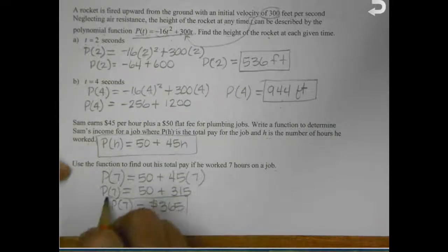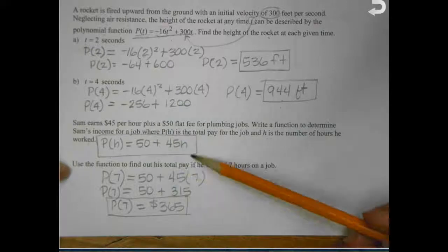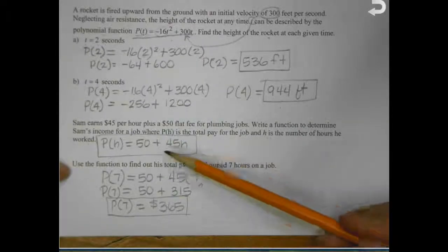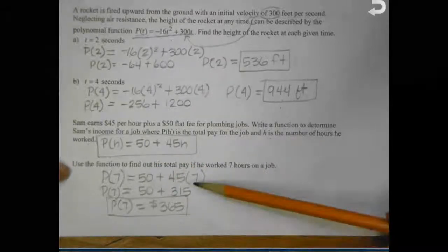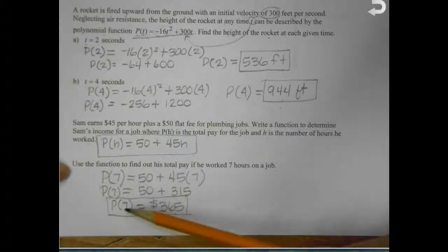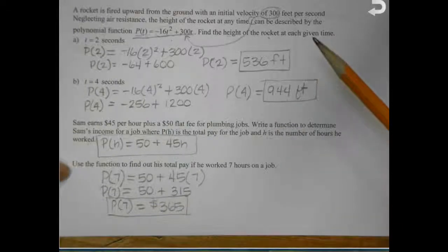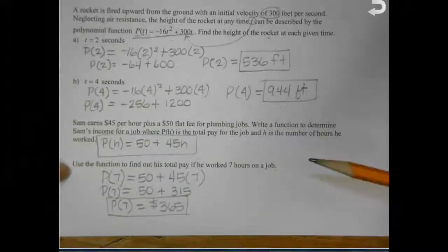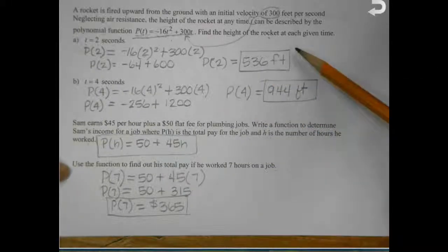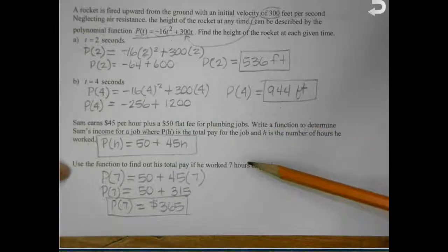So I can create a function to tell me how much he gets paid for each hour, given that he has a base rate, and then I can figure it out. If I know he worked 7 hours, I can just plug that in and come up with the 365. It's very handy to use these types of equations to find answers for things in real life, like a rocket or how much somebody's going to make.